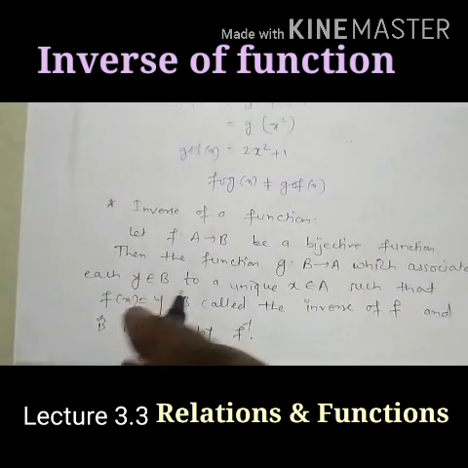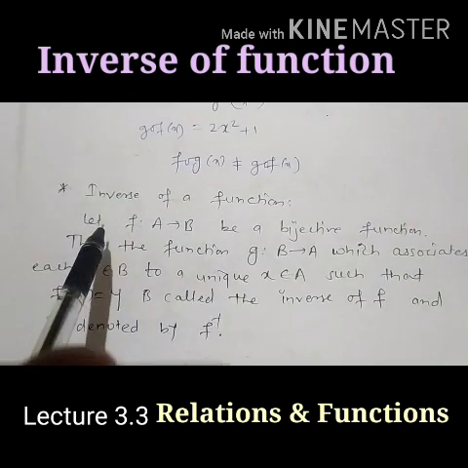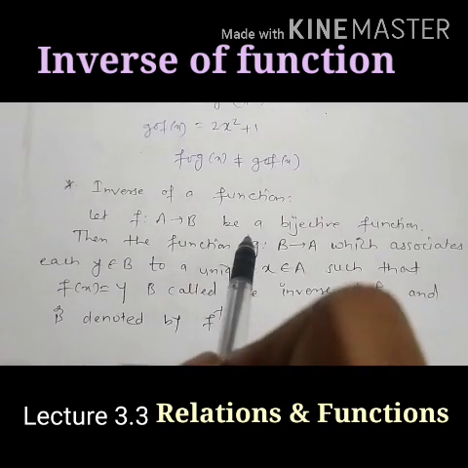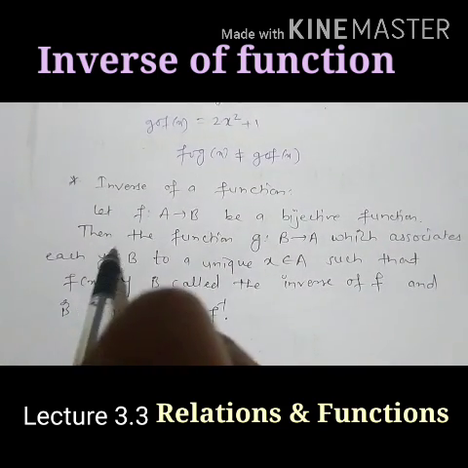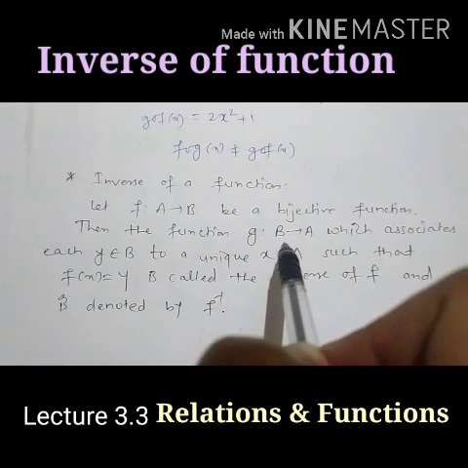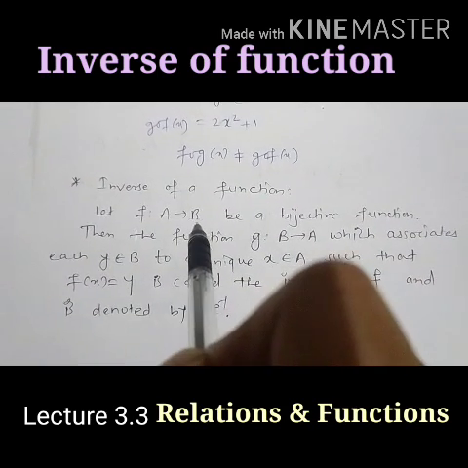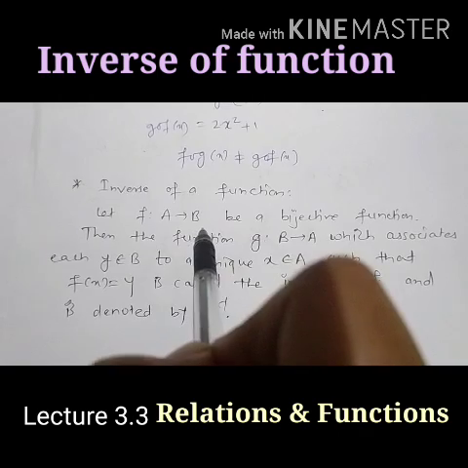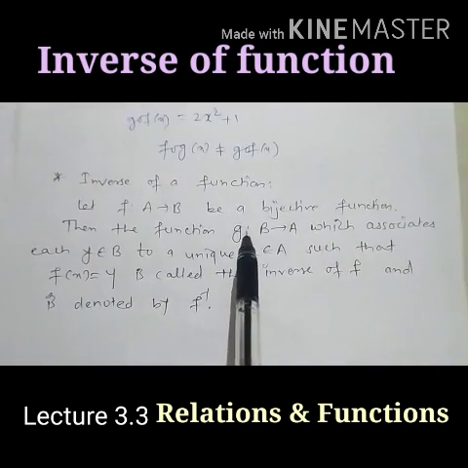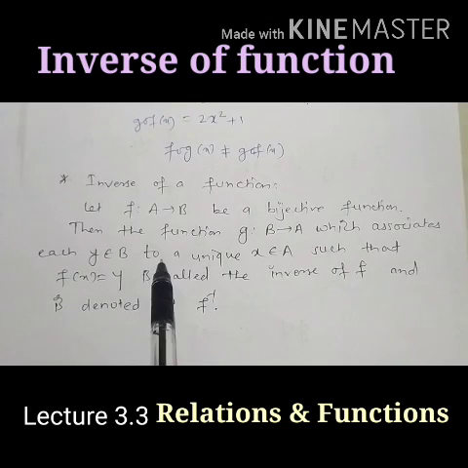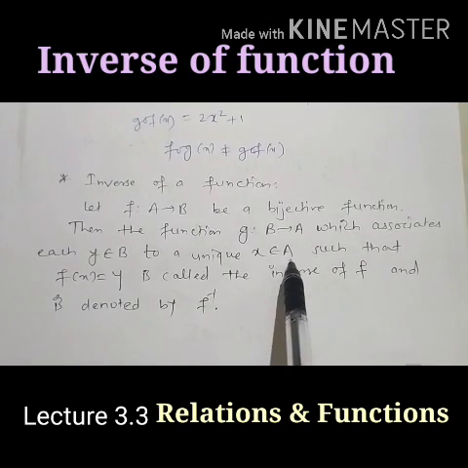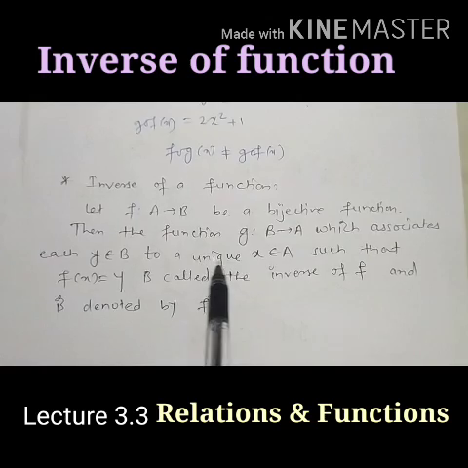f inverse. See students, we'll read it again. Let f from A to B be a bijective function, that is a 1-1 and onto function. Then the function g from B to A, means reversely we are defining the function, A to B and B to A. G is B to A, which associates each y belongs to B to a unique x belongs to A. This is very very important students.